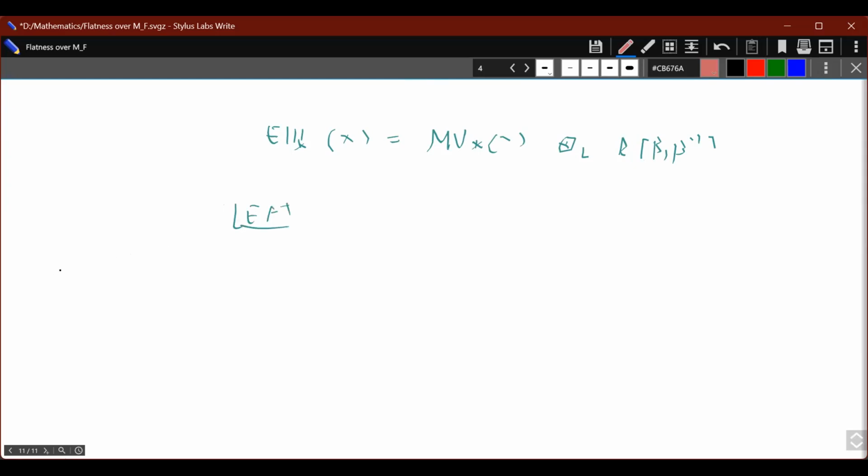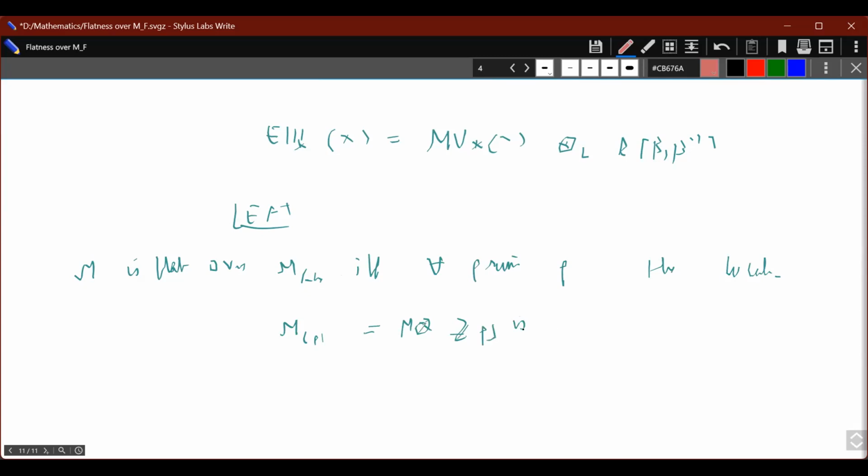First note that M is flat over the moduli stack of formal groups if and only if for all primes, the localization is flat over Y.